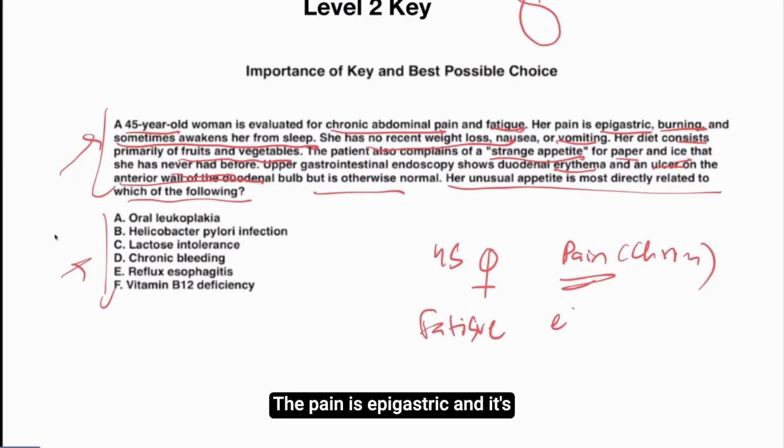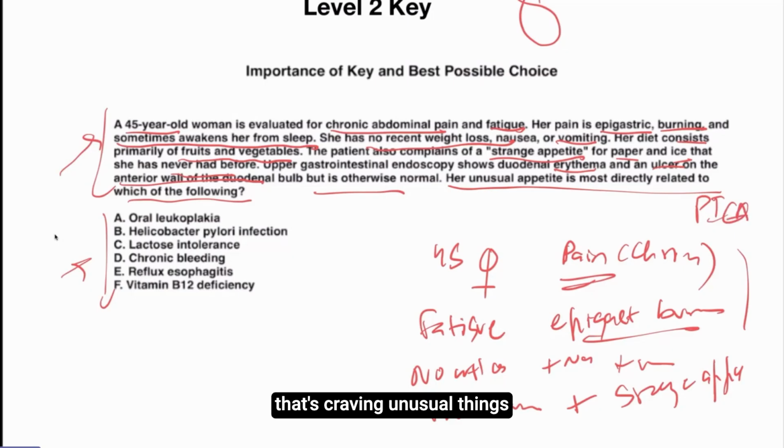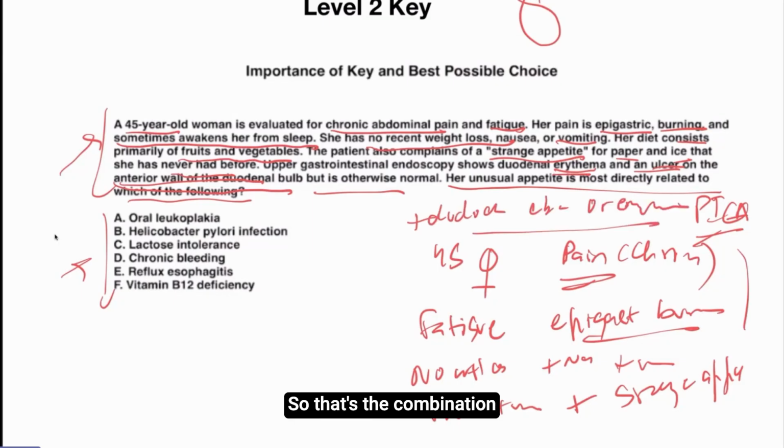The pain is epigastric and it's burning, but she has no weight loss, nausea or vomiting. Diet is fruits and vegetables. So there's a strange appetite that she has, which is pica. If you have heard of pica, that's craving unusual things, which can happen in pregnancy or iron deficiency anemia. Upper GI endoscopy shows erythema and ulcer on the anterior wall of the duodenal bulb. So there is duodenal erythema. Okay, so that's the combination of symptoms that I'm getting.